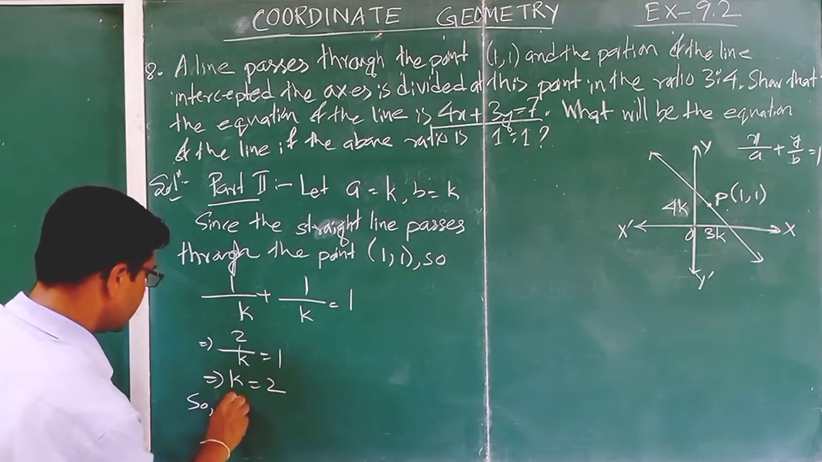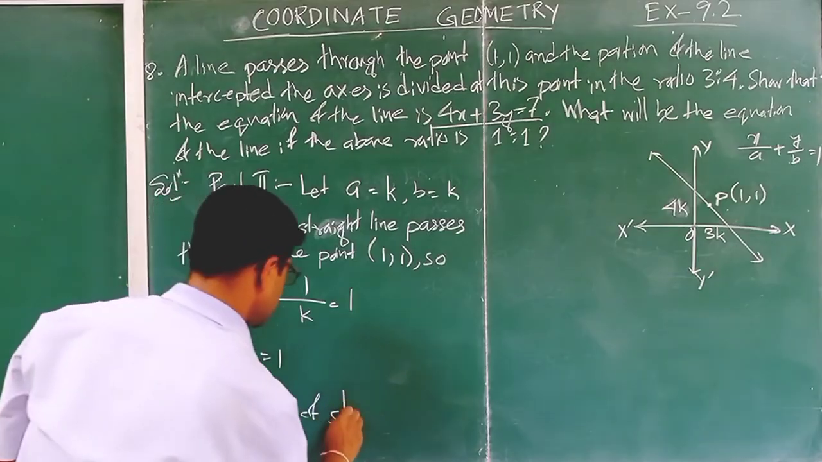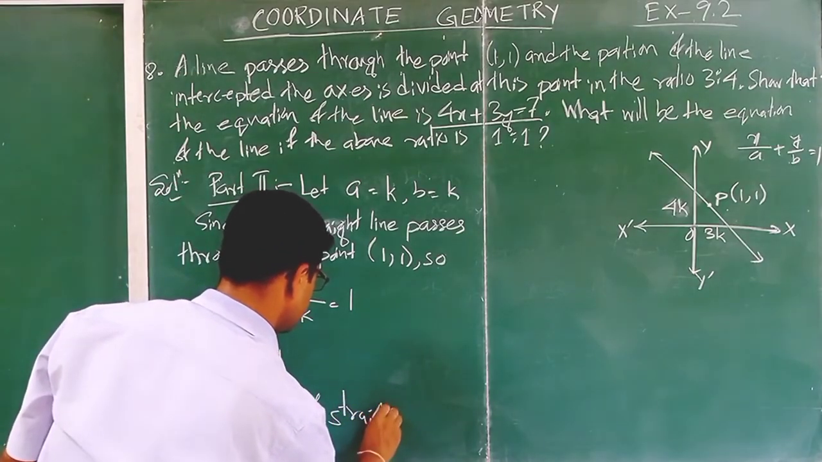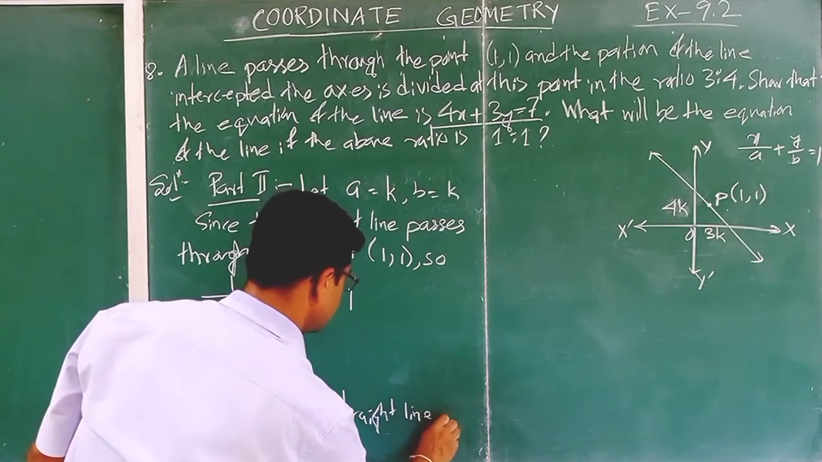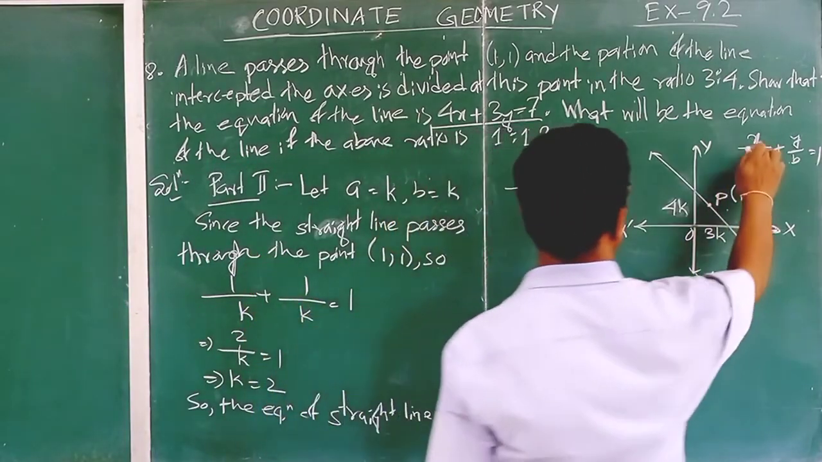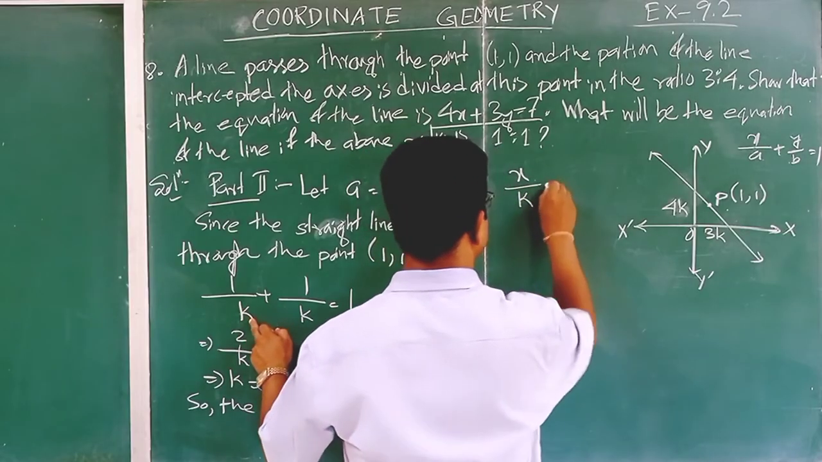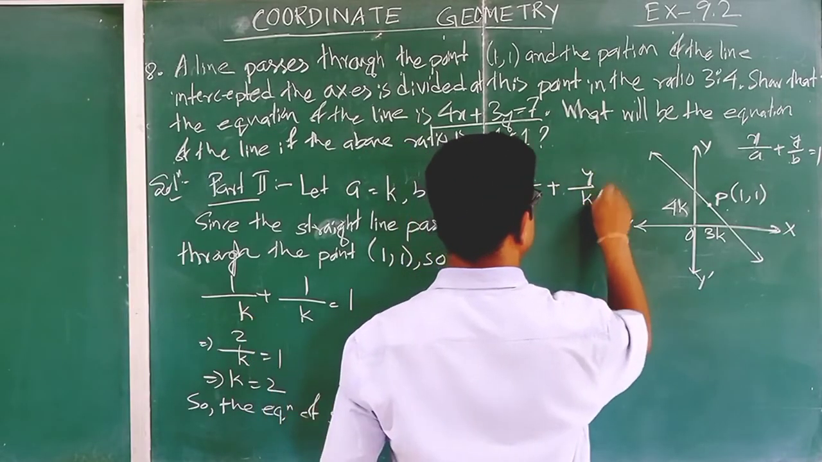So the equation of the straight line is, in this equation, we substitute x/a as x/k, plus y/k, is equal to 1.